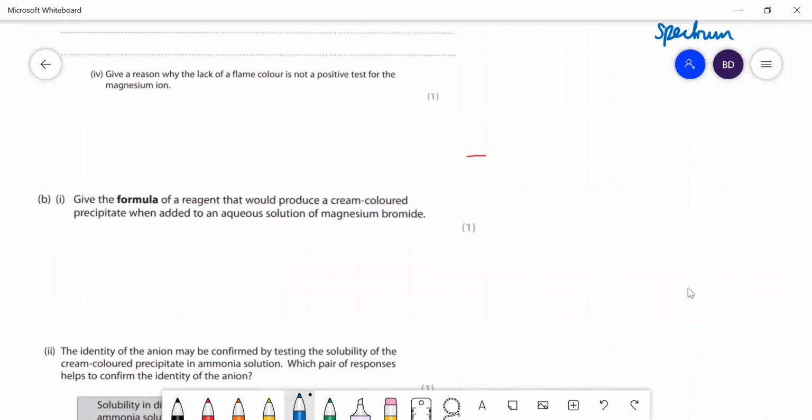Okay, give the formula of a reagent that would produce a cream-colored precipitate when added to an aqueous solution of magnesium bromide. The cream-colored precipitate is due to the bromide ion forming insoluble AgBr. That's cream-colored. It's a test for a bromide ion. So you need to add, and just say the formula, acidified silver nitrate solution. So AgNO3 is the answer there. They ask for the formula.